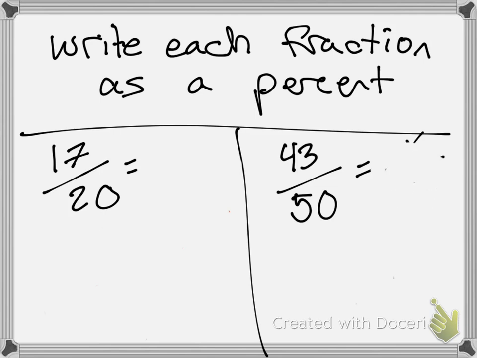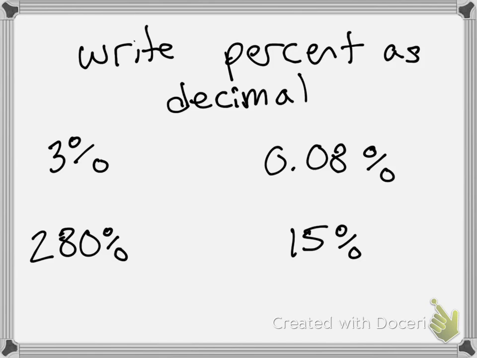So now I want to go to the next problem. Let's look at this. Write each percent as a decimal. When we write a percent as a decimal, what's the one thing that we do? Who can tell me? Miles. Move the decimal. And we move it to the left because we're moving it away from the percentage sign.